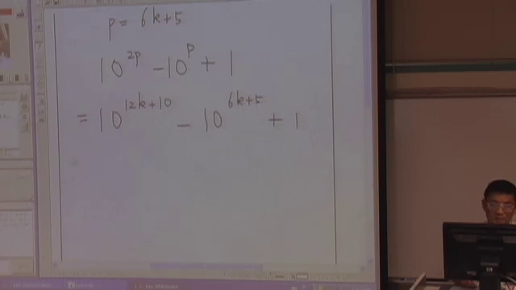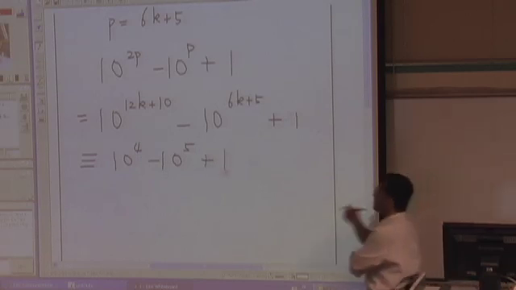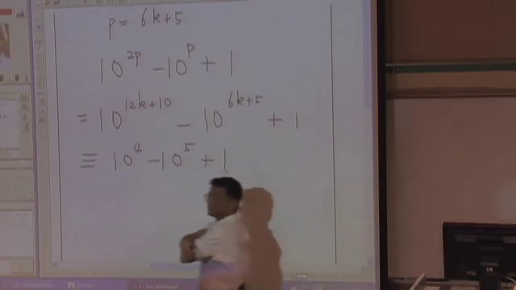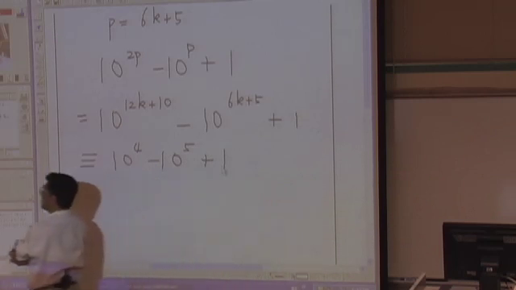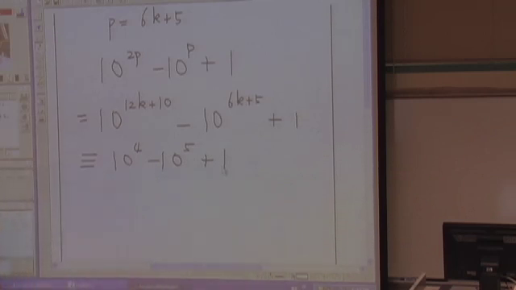And then by congruence, you can get rid of 10 to the power of 6. So 10 to the power of 4 here, and then 10 to the power of 5 here, and then 1 here. If you don't understand, ask me. Because 10 to the power of 6 is 1. 10 to the power of 6, or any multiple of 6, is equal to 1. 1 multiplied by anything is itself.